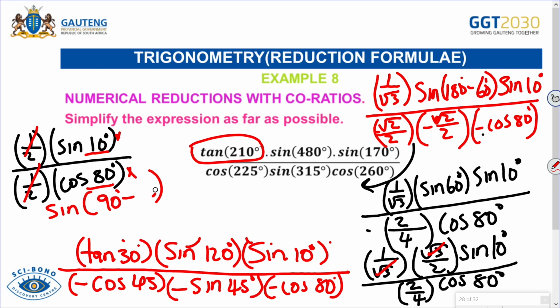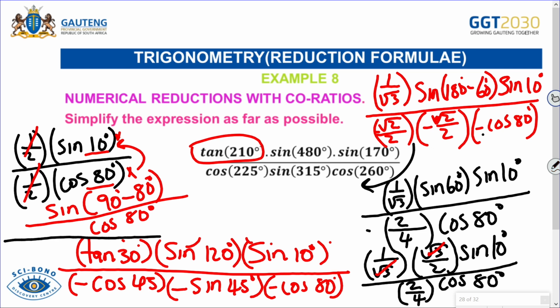It should give you a 10. So if I say 90 degrees minus 80 degrees, I should get a 10. And then we say it's all over. Underneath, I'm still left with cos of 80 degrees.